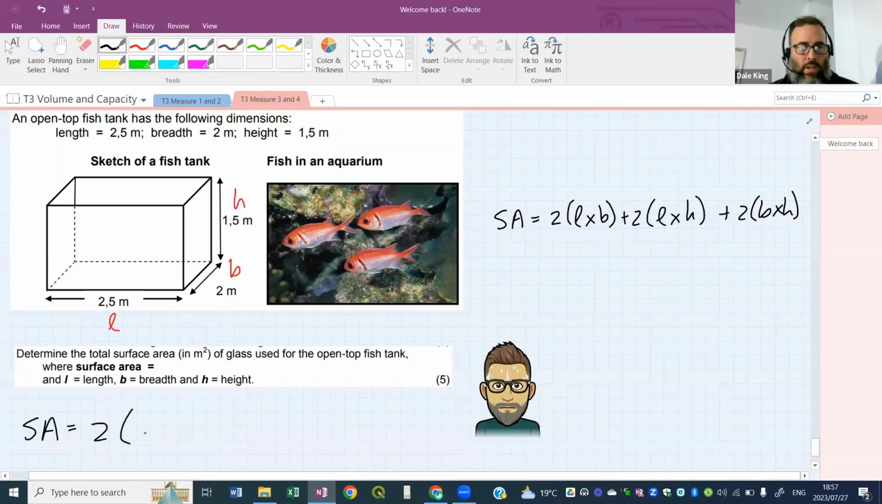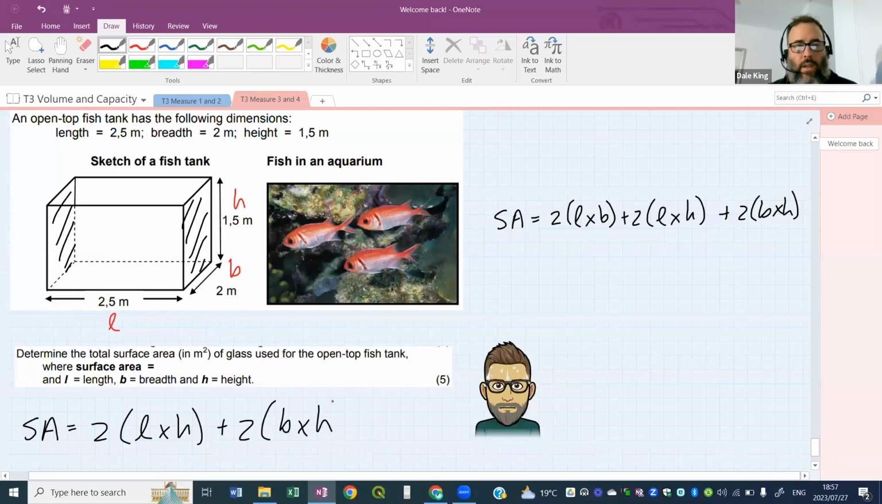All right, so let me do this one first. I'm going to do the front face of this tank. That means it's length times height. So length times height for the front face and the back face. There's 2 of them. Plus, I need 2 of this side one and the one on this side. So that's breadth times height.